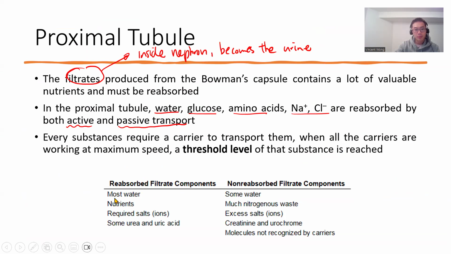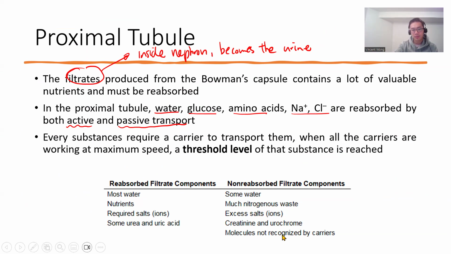Okay, so what do we absorb? Mostly water, nutrients, salt. We actually inadvertently take back some waste product as well. And then these are things that are not taken back. You take back most of the water, but you cannot take back all the water. If you take back all the water, it's completely dry. Nothing's going to flush the nephron, right?